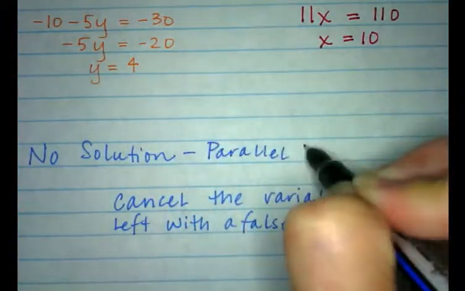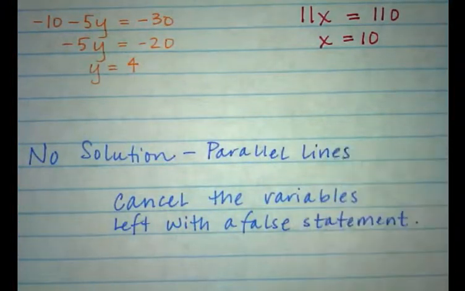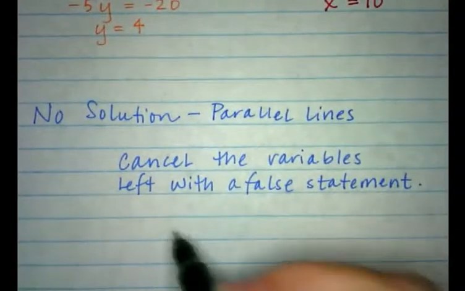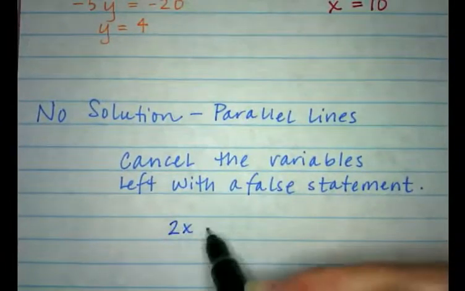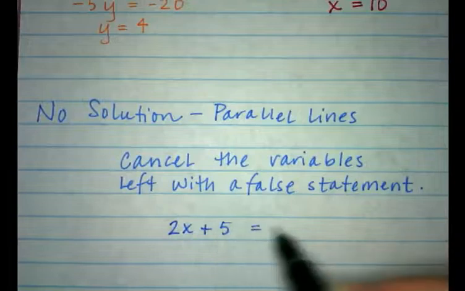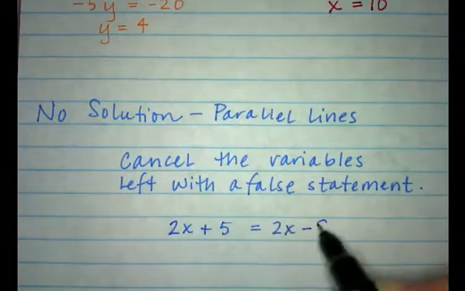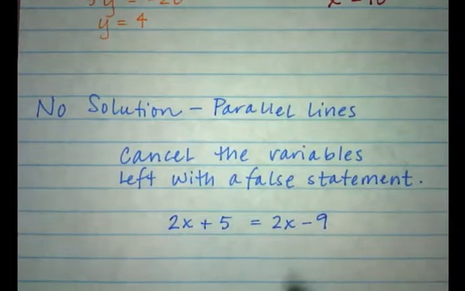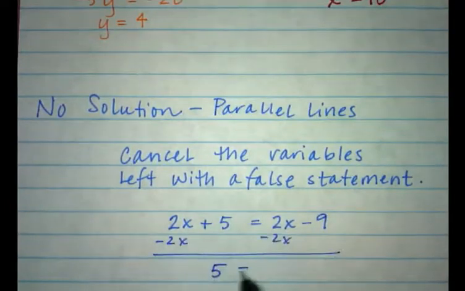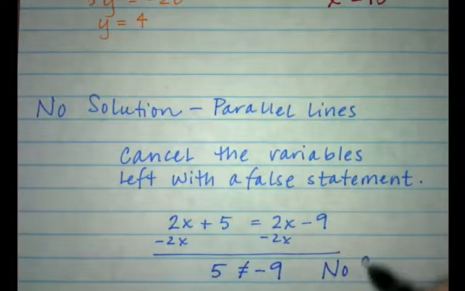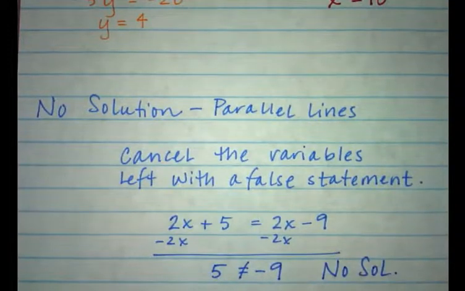All right, so an example of that would be if you had, let's say you had 2x plus 5 equals 2x minus 9, and you subtract 2x from both sides, causing that to cancel, you're left with 5 equals negative 9, which is not true. So this would be a no solution.